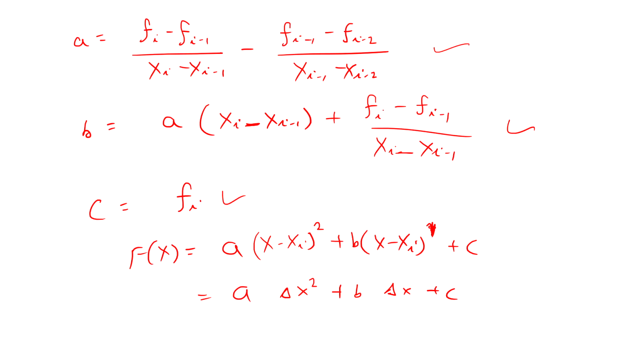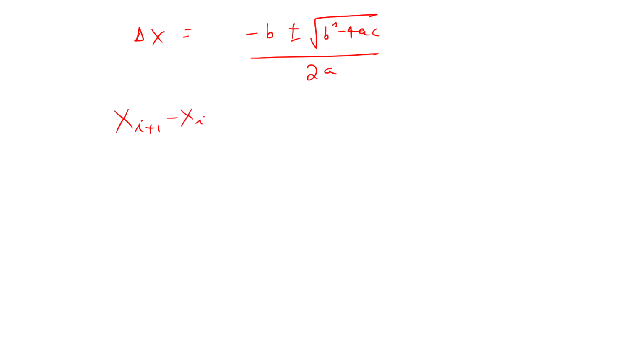So the root of this polynomial is that delta x is equal to minus b plus minus root of b square minus 4ac upon 2a. So this is my root of the polynomial. This delta x is nothing but xi plus 1 minus xi.